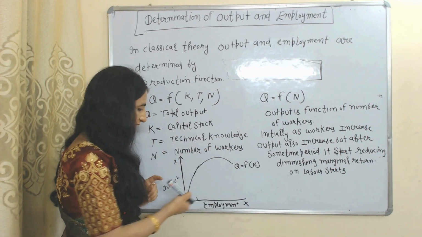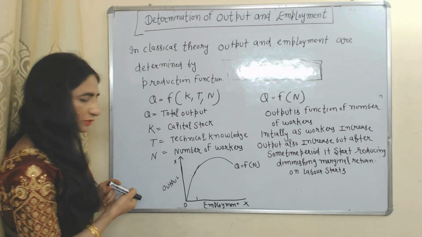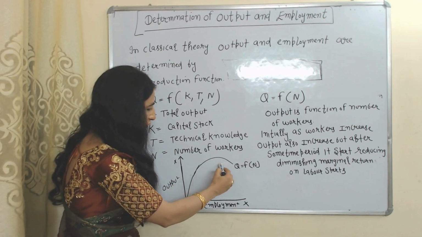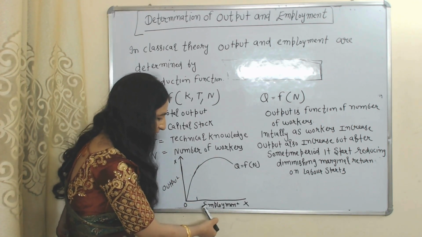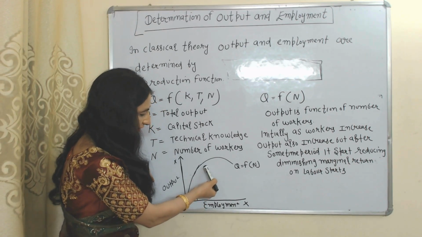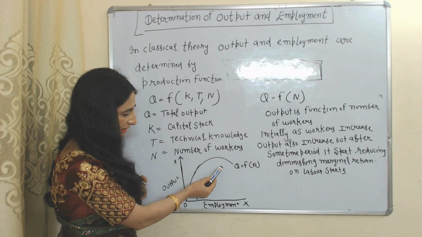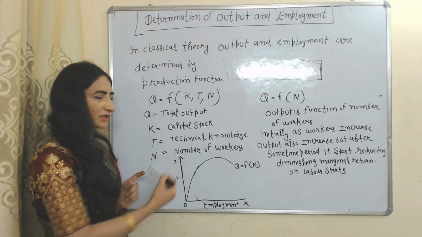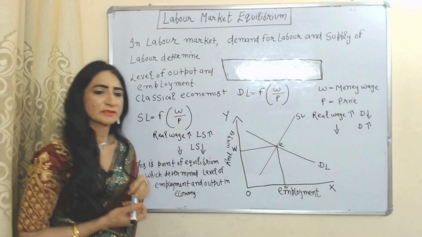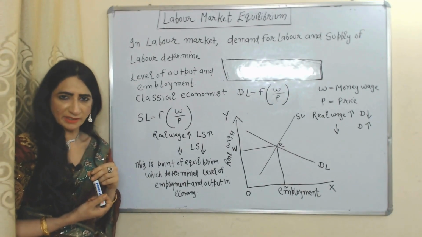In this diagram, on the x-axis we have employment, on the y-axis we have output. This curve shows the production function. Initially, as we increase employees, our output is increasing, but after a certain point, our output starts reducing because diminishing marginal returns on labor start. Now we will see labor market equilibrium.